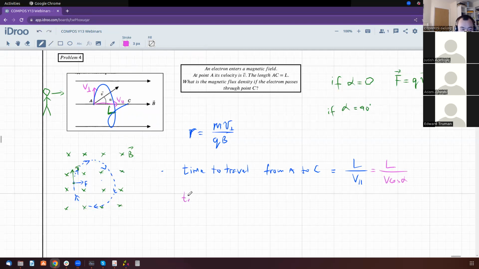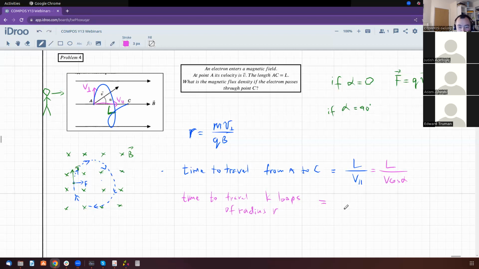Time to make a loop. Well, we don't know. It could make several loops. It could do one loop and stop, or it can do 17 loops before reaching C. Okay. So the time to travel k loops of radius R.